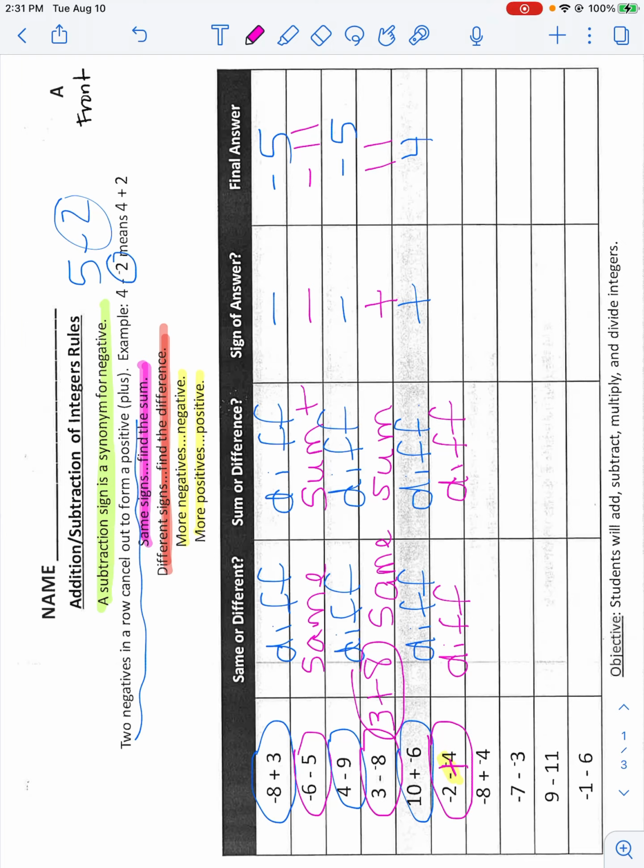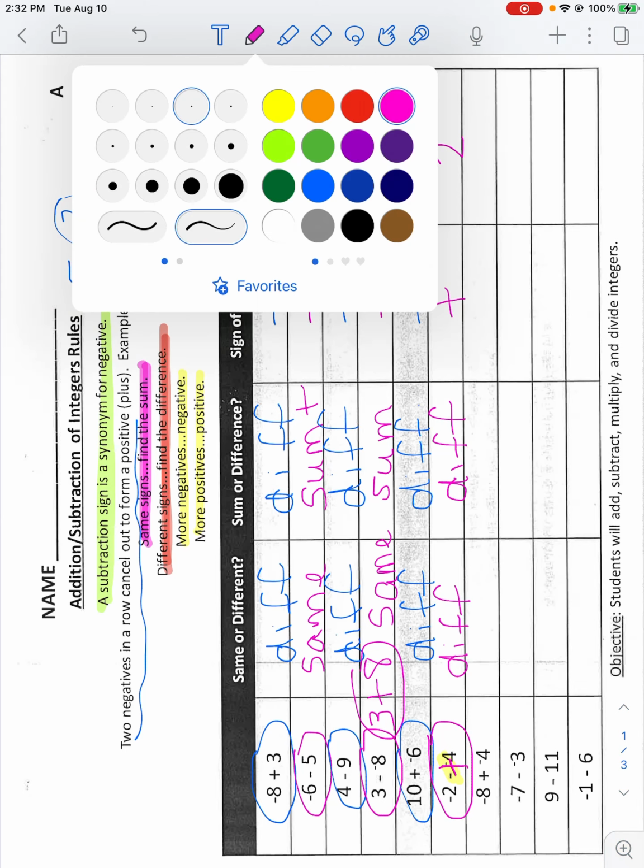I have 4 positives and 2 negatives. Because I have more positives, I'm going to add. No, I'm sorry. My answer is going to be positive. That's not what I meant to say. Because I have more positives, my answer is going to be positive, but my signs are different, so I'm going to subtract. So 4 minus 2 is 2, and my answer is going to be a positive 2.